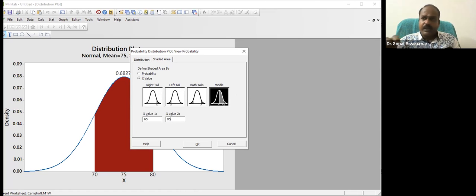From the data collected from the camshaft which my company is manufacturing, I know a few pieces of information. The average is how much? 75. The average is how much? 75.